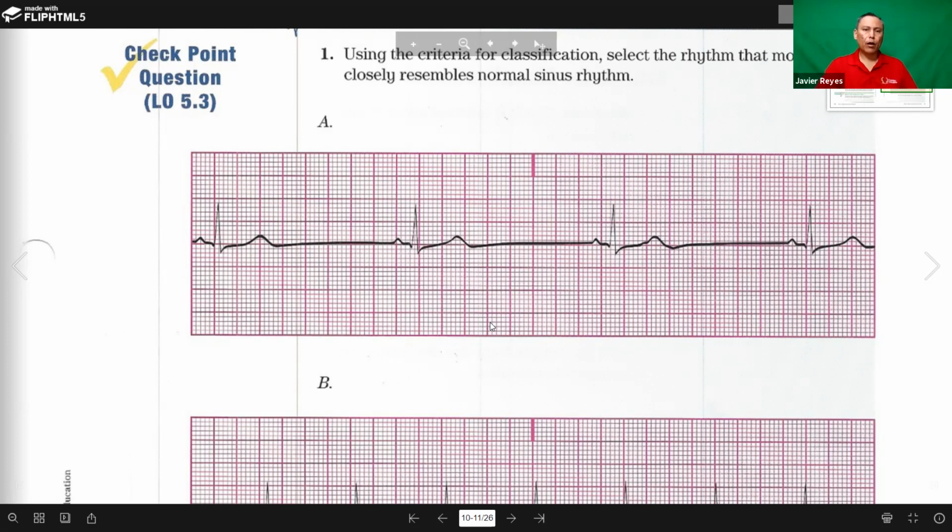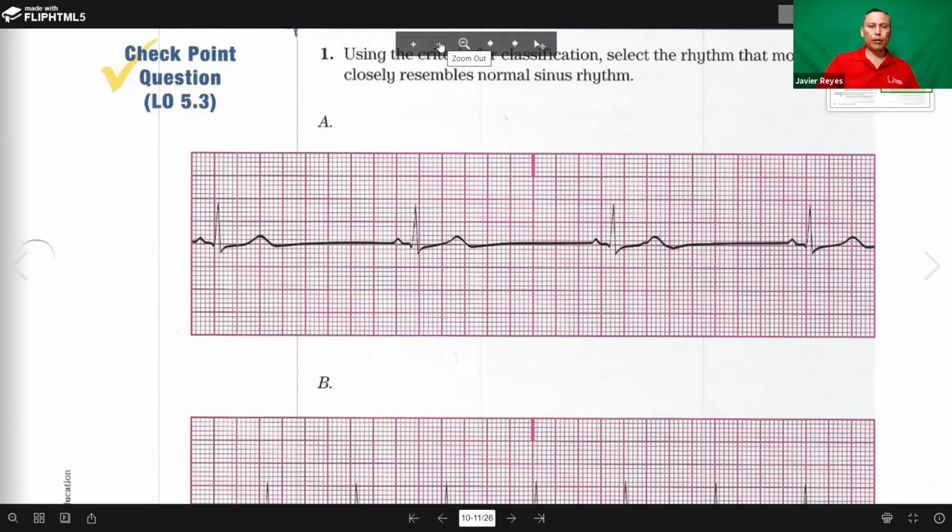And again, you go through all five criteria. So both of them are sinus rhythm, A and B, except the first one is called sinus what? Bradycardia. Sinus bradycardia. And if it was going over 100, what do you call it? Sinus tachycardia, exactly. Fast heart rate.